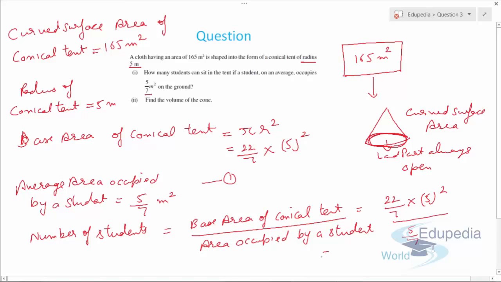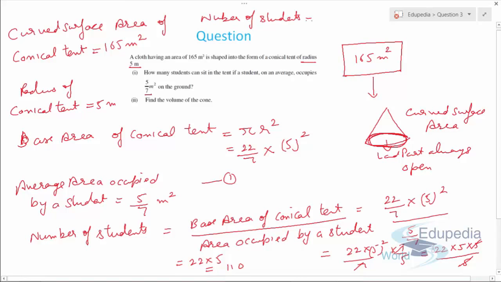So this will come out to be 22 times 5 square upon 7 into 7 by 5. So this and this get cancelled. So this will come out to be 22 times 5 times 5 upon 5. So this and this get cancelled. So we can say 22 times 5, which will be 110. So number of students will be equals to 110. So 110 students can sit on the base area of this conical tent.